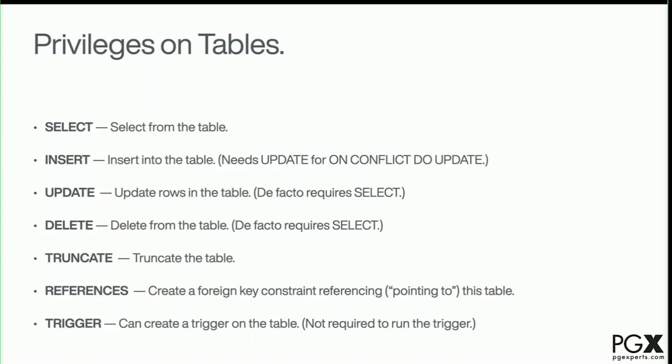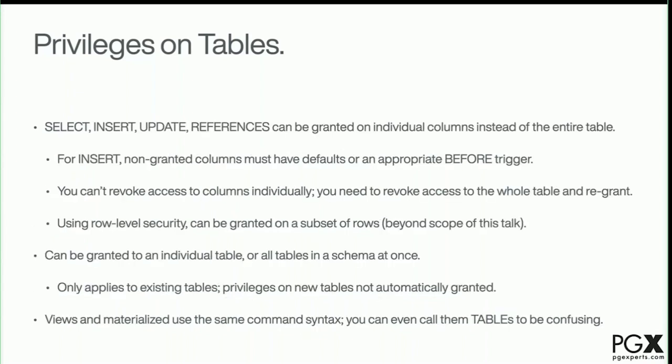And there are two that are specifically about creating things associated with it. References allows you to create a foreign key constraint pointing to the table. So you can add a foreign key constraint to a different table pointing to that table. And trigger lets you create a trigger on the table. Insert and update can be granted on individual columns instead of the entire table. So you can say this role can only update this column, which is kind of useful.